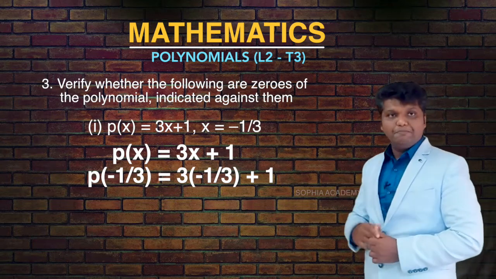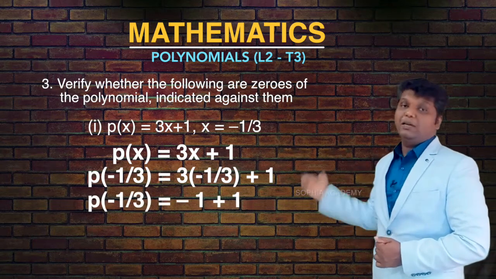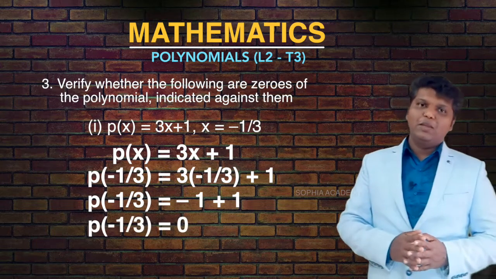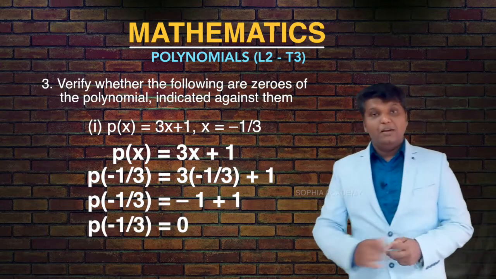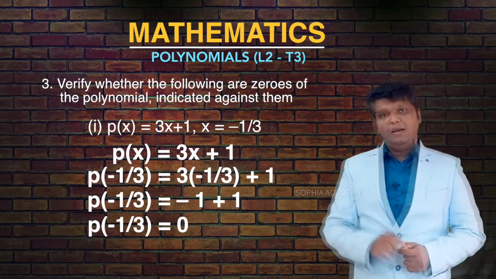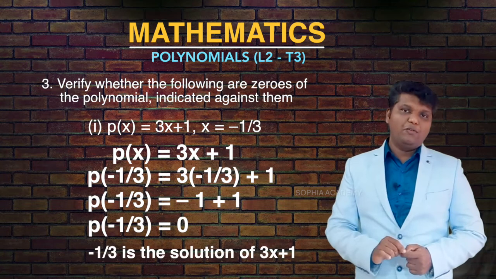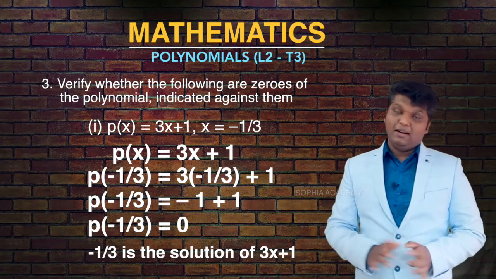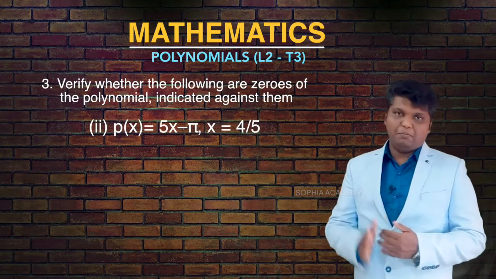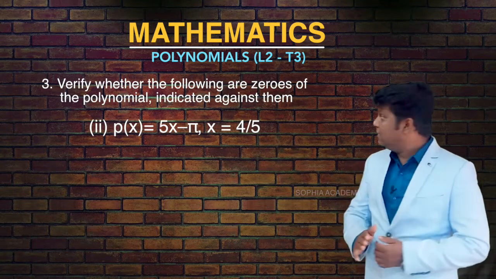So what will you get? Minus 1 plus 1. What is minus 1 plus 1? It's 0. So you got the value as 0. So how can we conclude? We will conclude that P of minus 1 by 3 is equal to 0, so minus 1 by 3 is the solution of 3x plus 1. Clear? Next question. P of x is equal to 5x minus pi, comma, x is equal to 4 by 5.